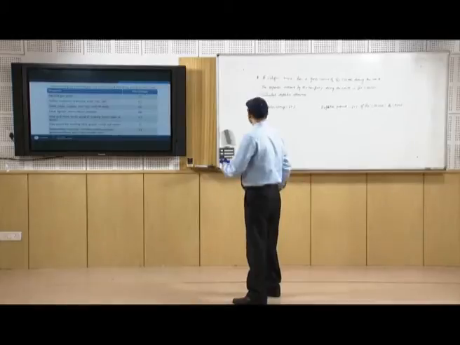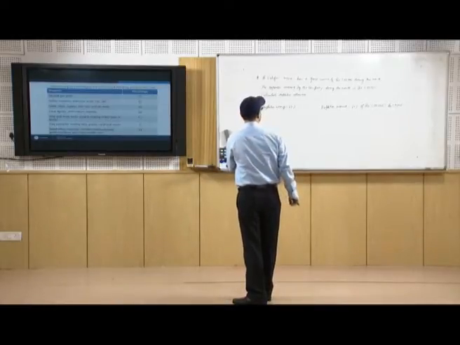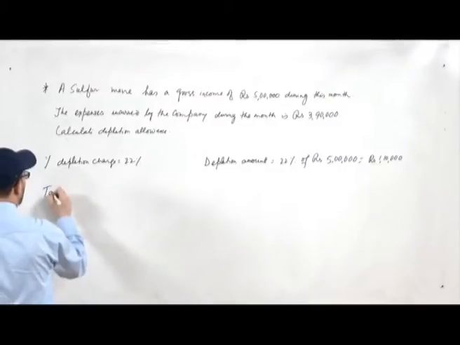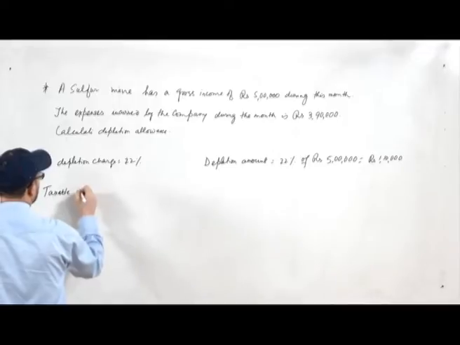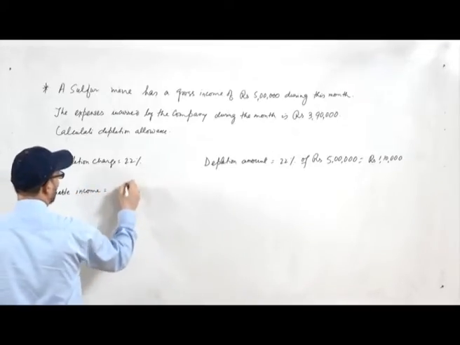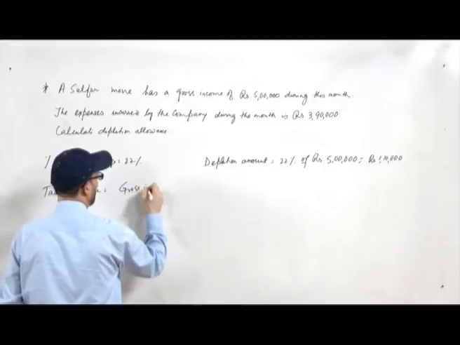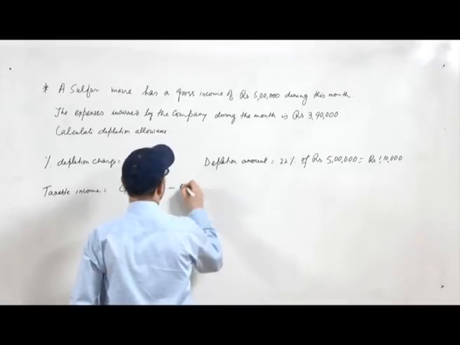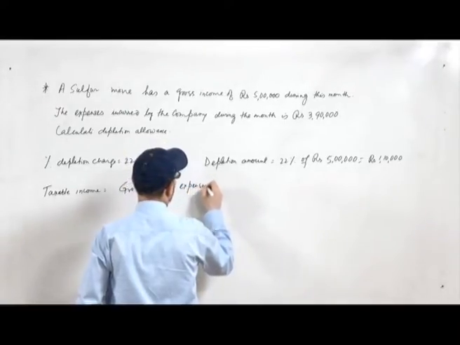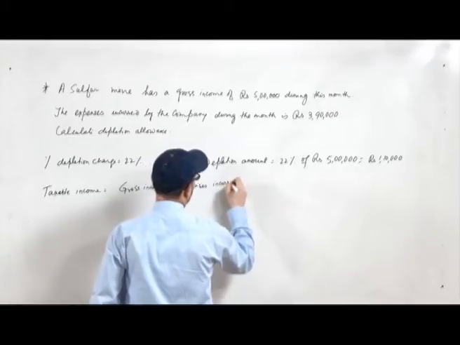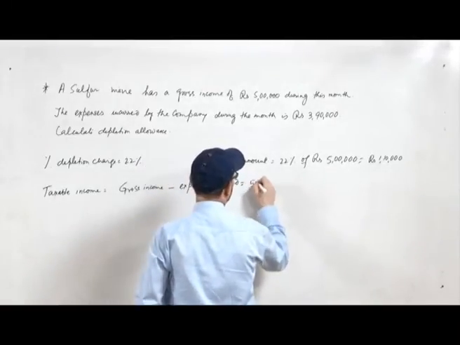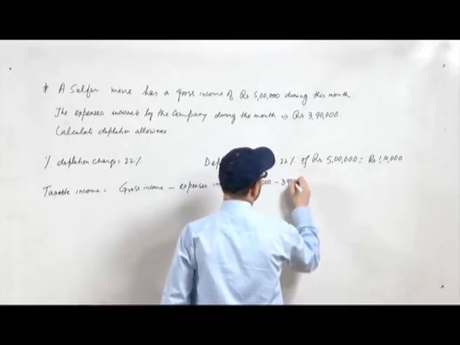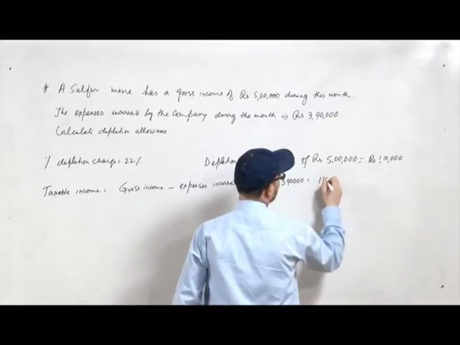Now, if you look at the expenses incurred by the company, it is 3,90,000. So, the taxable income is calculated. This will be gross income minus the expenses which have been incurred. So, this will be 5 lakh minus 3,90,000, that is 1,10,000.